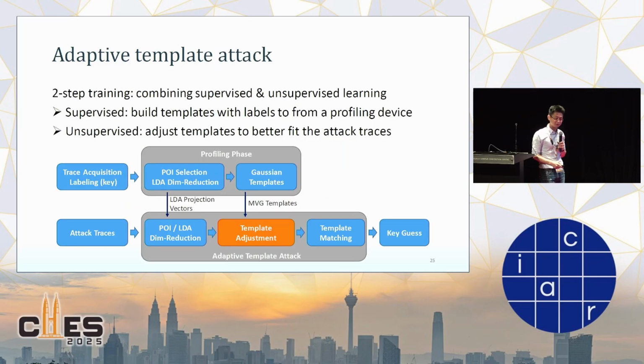So here, we propose a new approach. We name it the adaptive template attack. This is a 2-step training attack that combines a supervised learning technique and an unsupervised learning technique. The supervised learning technique is basically the same profiling template attack. So we build templates with labels from profiling devices, such as our LDA-based template profiling. But what's different in our adaptive template attack is that we add an additional template adjustment step in our attack phase, so that we can use an unsupervised learning technique to adjust our templates to better fit our attack trace set.